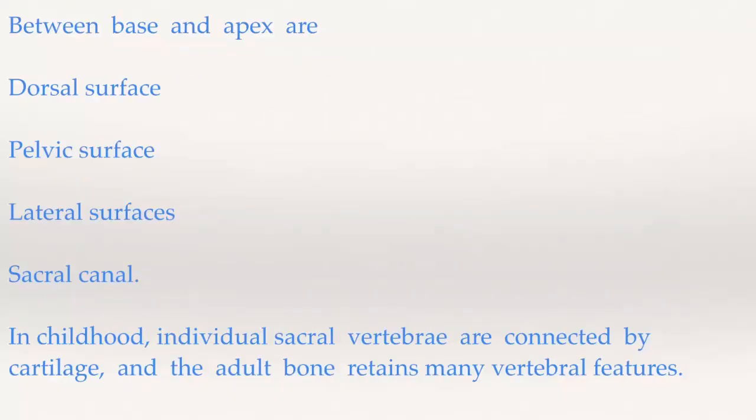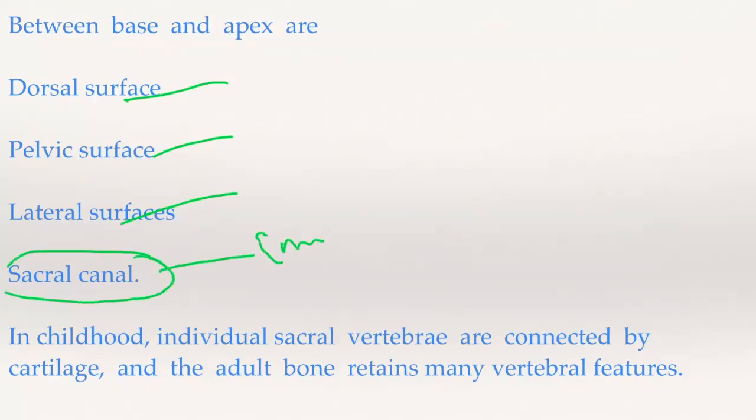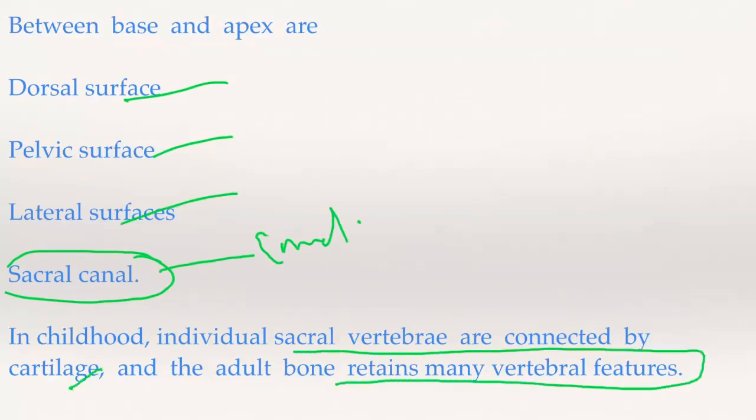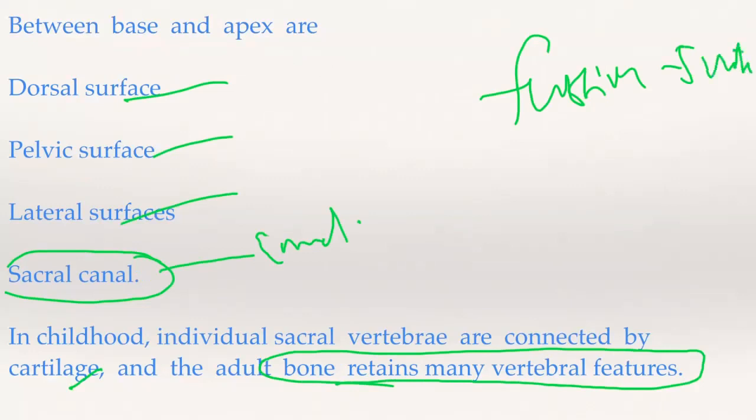So it has a base, it has an apex, and three surfaces: dorsal surface, pelvic surface, and lateral surface, and along with that there is the sacral canal. Okay. In childhood, individual sacral vertebrae are connected by cartilage. The adult bone retains many vertebral features. Okay. So the sacrum is the fusion of 5 vertebrae, so there will be some rudimentary vertebral features.